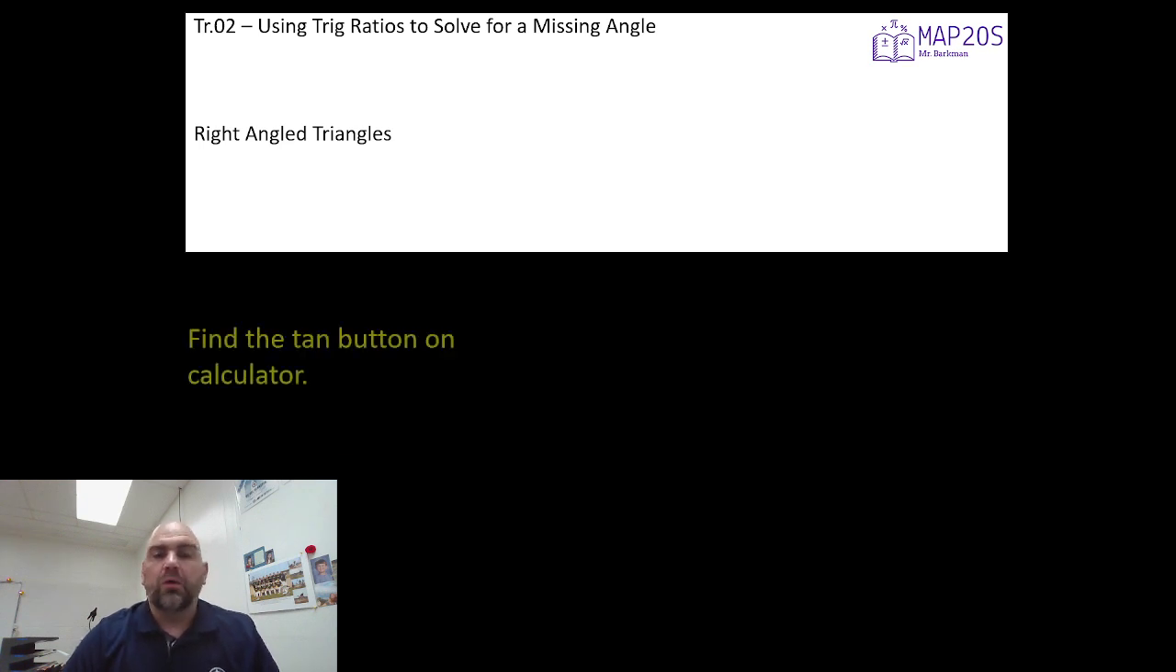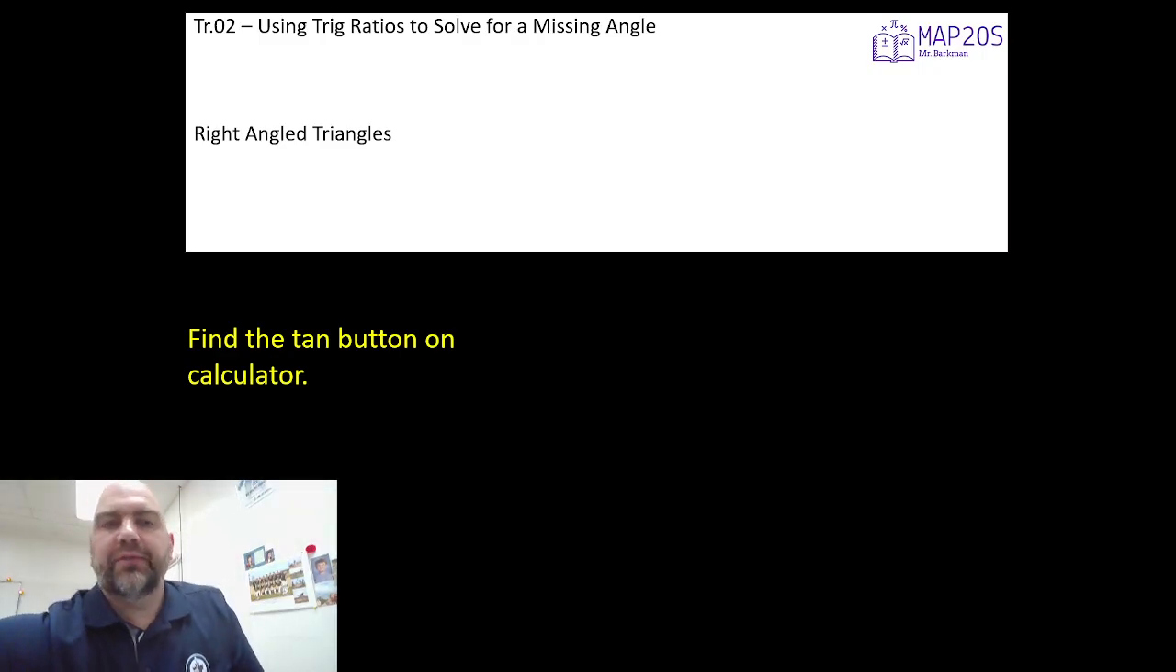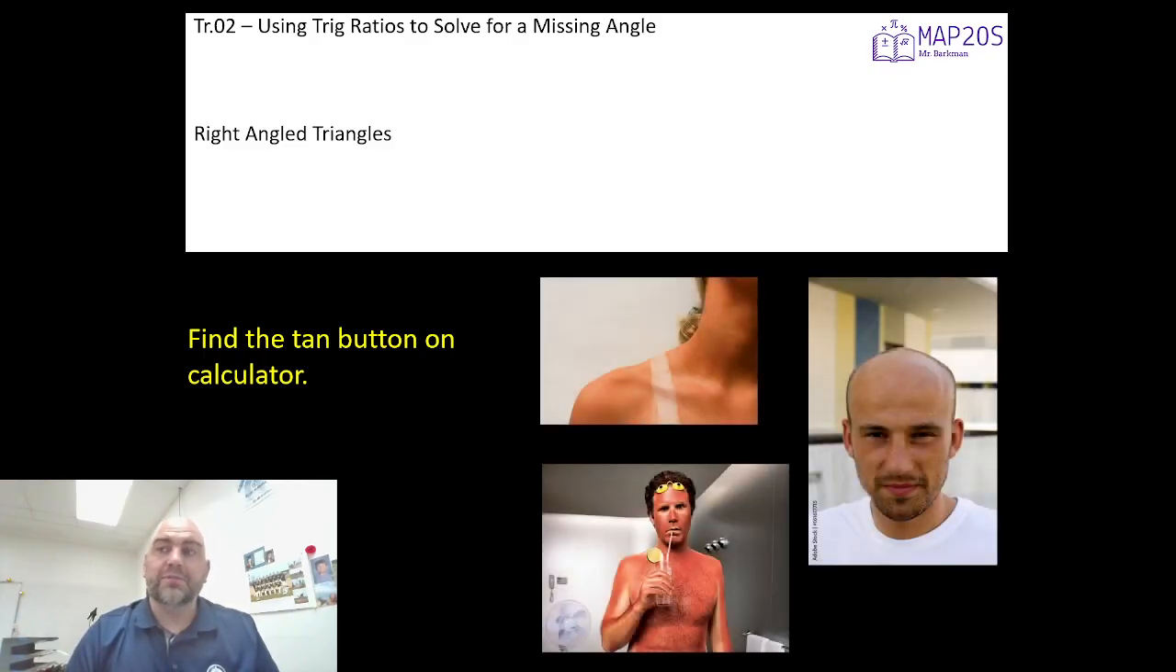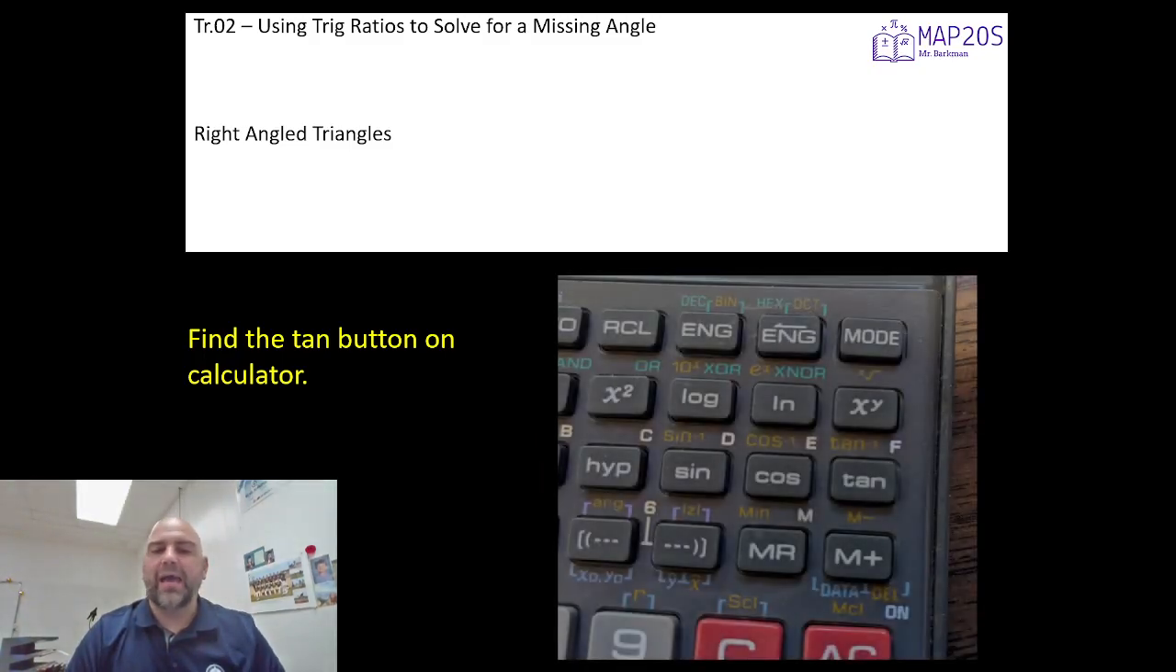All right, so first thing that I'm going to do is I want you to grab your calculator. Yeah, you need your calculator, okay? Super important to have. Okay, I've got my calculator right here. I'm going to show you some stuff on it as well. I'd like you to find the tan button. It's not the button that gives you a tan. Now we've got to find the tan button, okay?